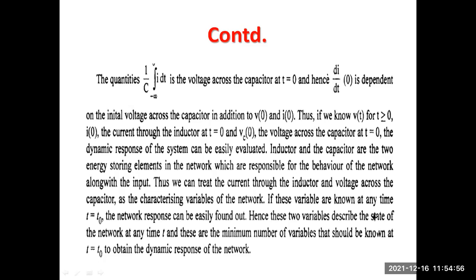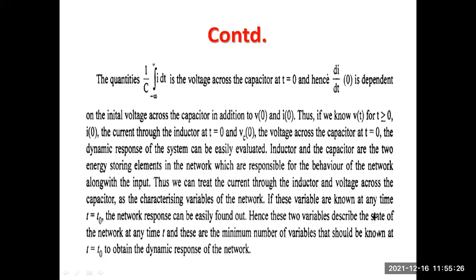So thus we can treat the current through the inductor and voltage across the capacitor as the characteristic variables of the network. If these variables are known at t equal to 0, the network response can be easily found out. So we can understand these initial conditions are basically creating the problem to calculate the dynamic response of the system. So these particular characterizing variables are basically your state variables.